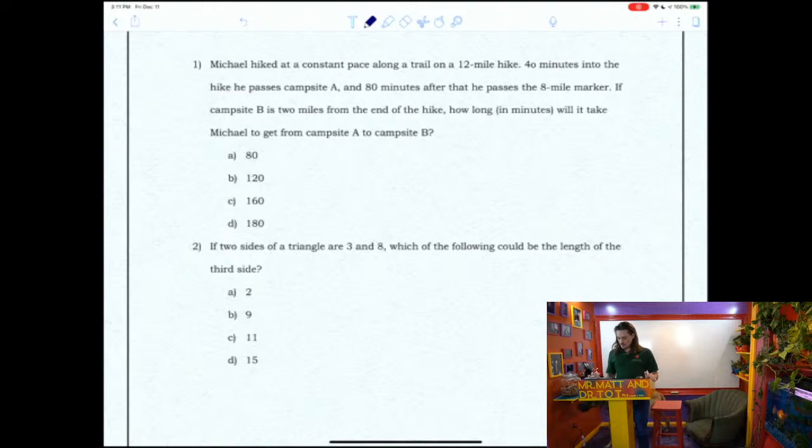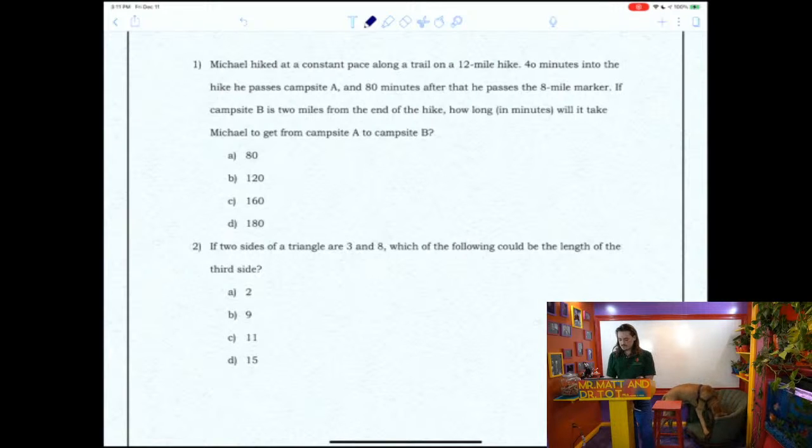So let's look at 1 and 2. Question number 1 asks, Michael hiked at a constant pace along a trail on a 12-mile hike. 40 minutes into the hike, he passes campsite A, and 80 minutes after that, he passes the 8-mile marker. If campsite B is 2 miles from the end of the hike, how long in minutes will it take Michael to get from campsite A to campsite B?